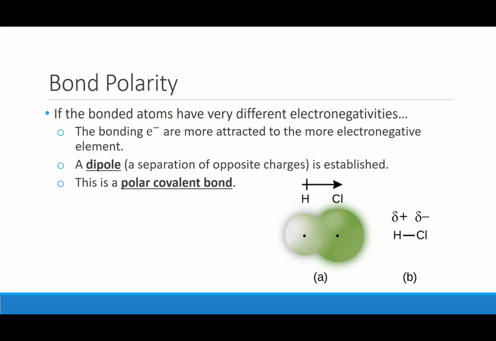The distribution of the electrons is uneven. Because chlorine is more electronegative than hydrogen, the electron density is greater around the chlorine nucleus. This can be shown with a vector pointing towards the chlorine atom, such as the one shown in A. Or we can show the positive and negative charge distribution with the Greek letter delta, followed by a plus or minus sign. This is shown in B, where delta plus indicates the partial positive charge of hydrogen, and delta minus indicates the partial negative charge of chlorine.